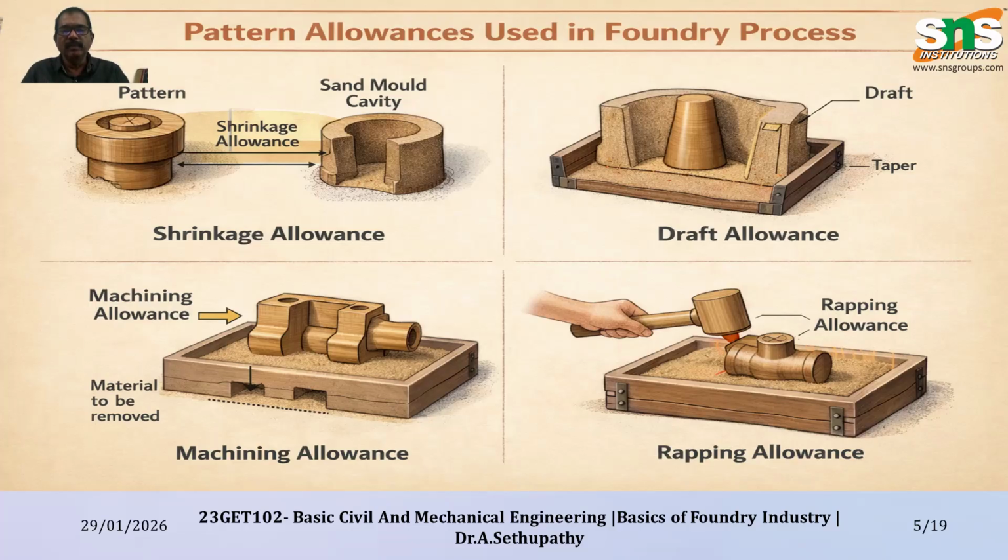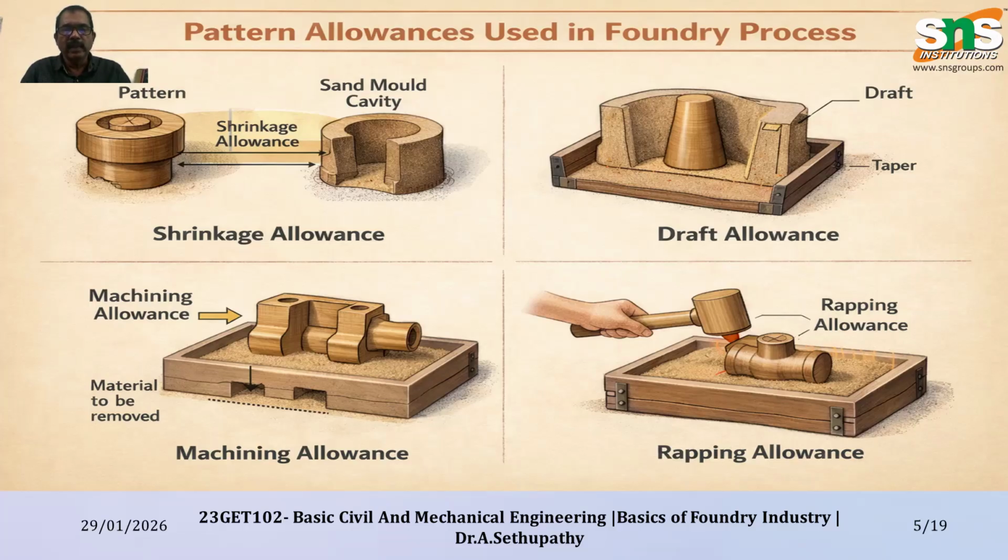There are a few allowances we are going to discuss today. The first one is shrinkage allowance. So what is shrinkage? The pattern is fixed inside the mold, making a sand mold cavity, and after pouring the metal, the metal gets to the solid state. The shrinking metal will be of lesser size than the mold cavity. So that is called shrinkage allowance.